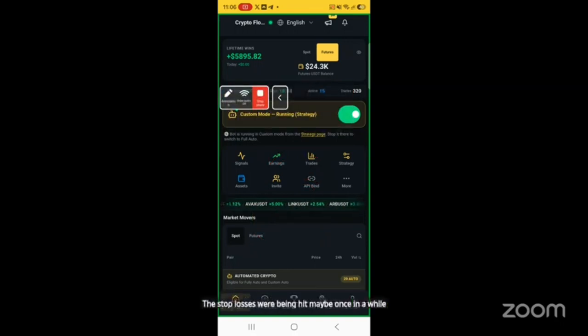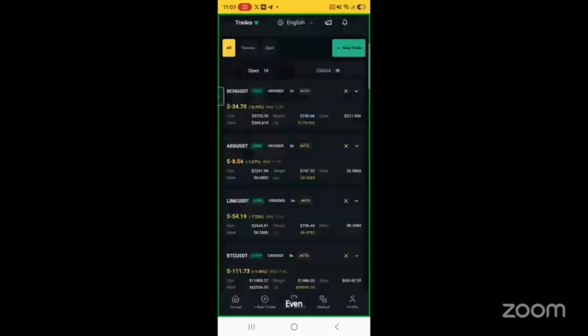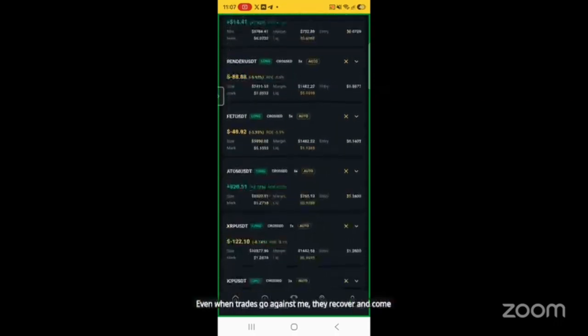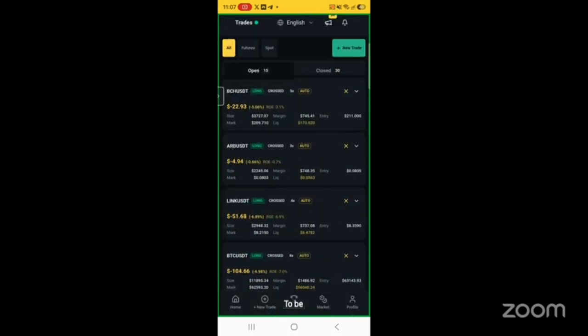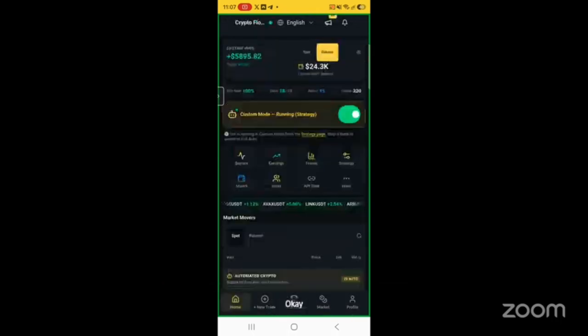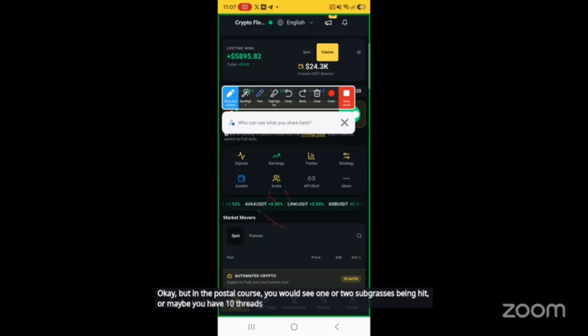But right now, with the improvement of the coin list, I myself have not seen any stop loss being hit. Even when trades go against me, they recover and come back into profit. I've not seen any stop loss being hit, to be honest. But in the past, of course, you would see one or two stop losses being hit. Maybe you have 10 trades, and maybe one of them hits a stop loss, or maybe two.